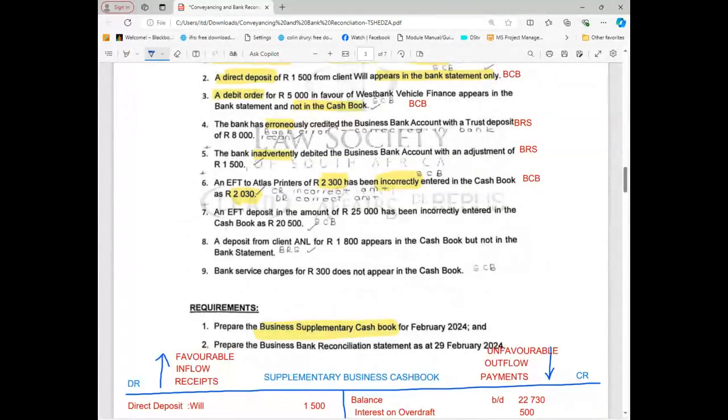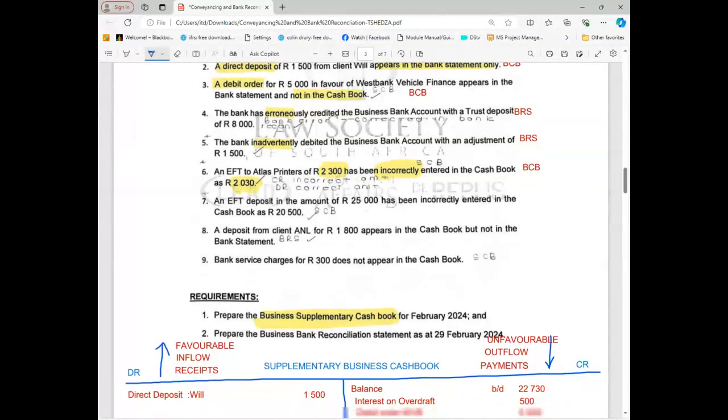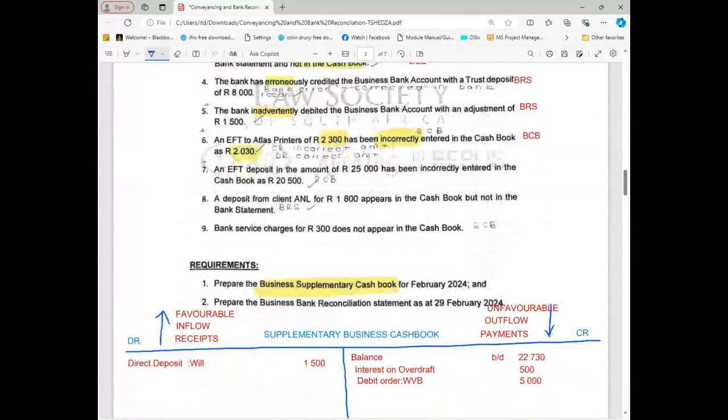So this EFT was recorded as 2030 instead of 2,300. Do you agree that this 2030 is what has been part of this balance already? Yes, we have recorded that already. So now what we do, we need to first cancel the incorrect and thereafter do the right thing.